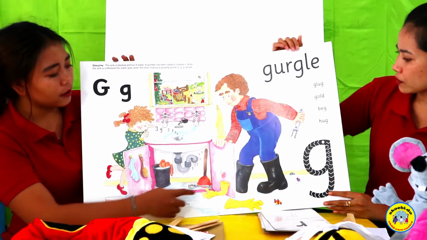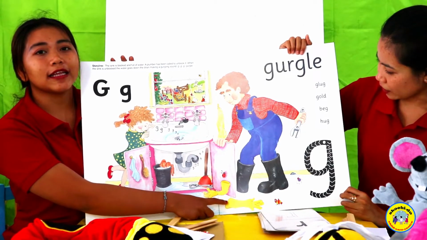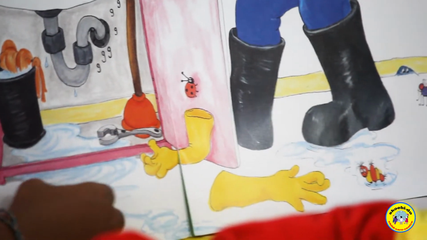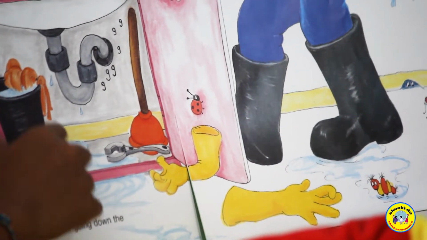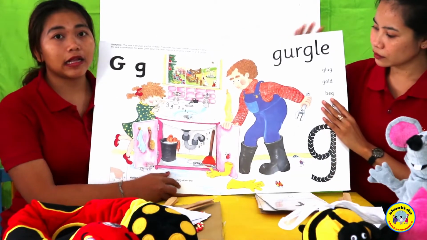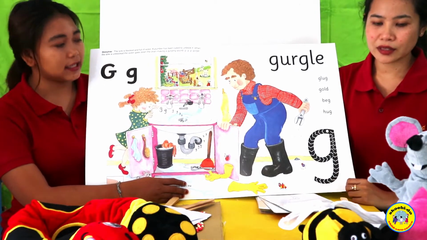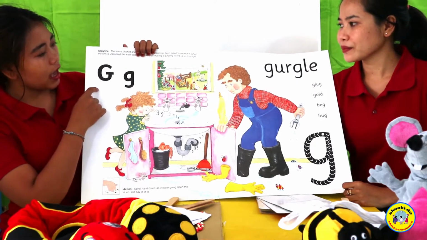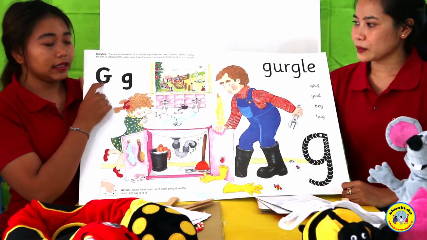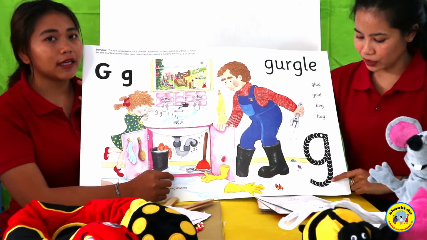And what else? What can we see here? Oh, this one. What is this, kid? Yes, it is gloves. Gloves start with letter G. And what else, kid? Or maybe you can find around your house the things or objects that start with letter G. So here we have the letter G over there. This is the big or uppercase letter G, and that one is the small letter G or lowercase G.